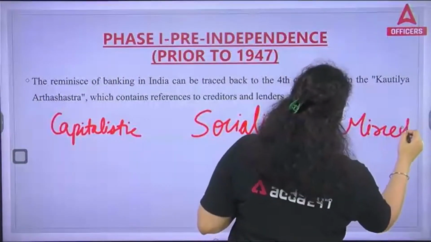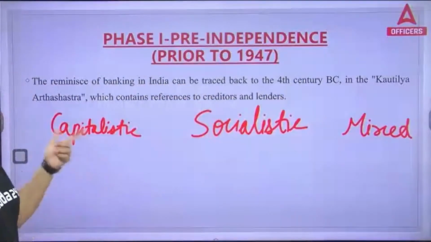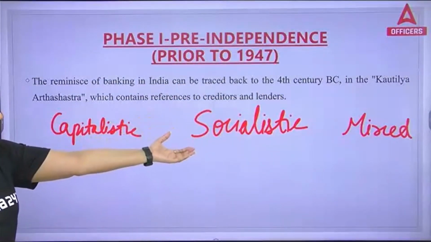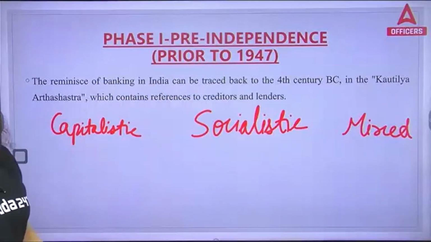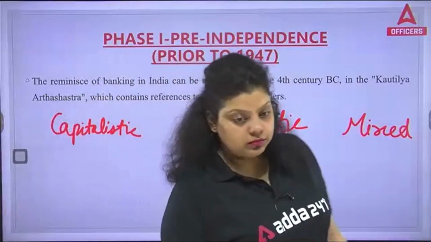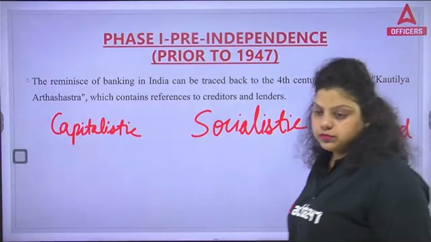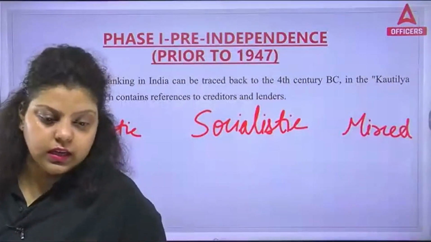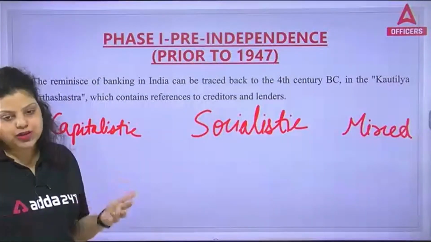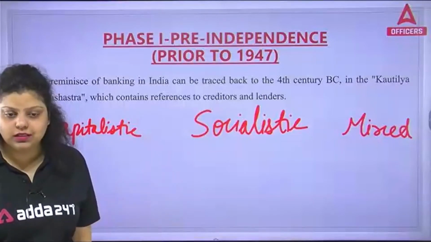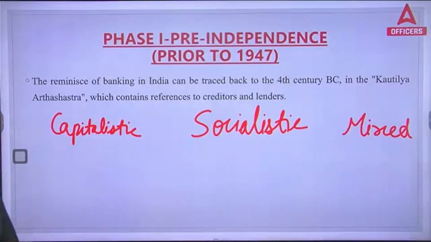Now let me know what is the difference between these 3. What does a socialistic, capitalistic, or mixed economic system mean? Ravi sir is saying government. Government what? Or you can say the system which is regulated by government is socialistic. Right. So everyone is saying the system which is regulated by government is socialistic.